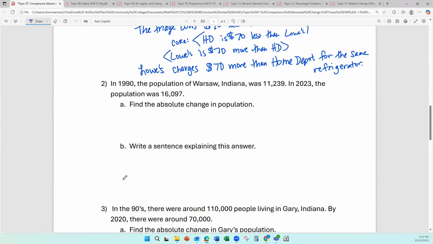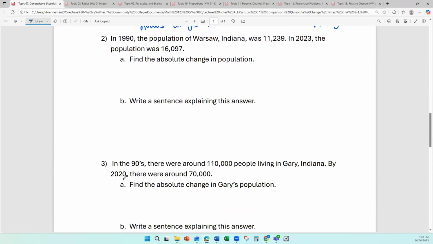Number 2, we have the population of Warsaw. In 1990, it was 11,239. In 2023, it was 16,097. So here, when we're looking at the absolute change for a single quantity changing over time, it's either an increase or a decrease. In this case, it's an increase, so the absolute change is positive.